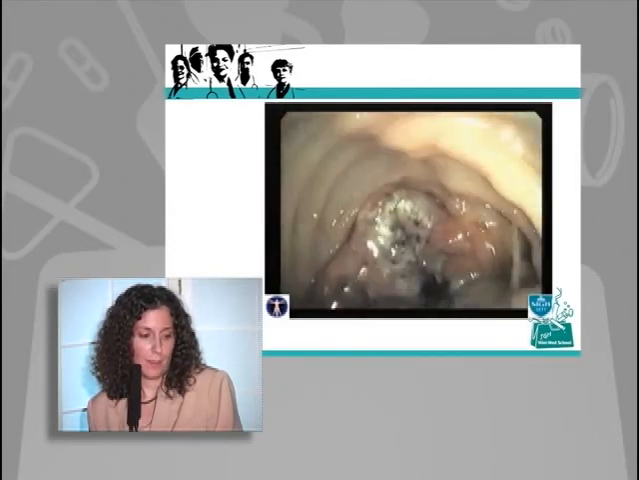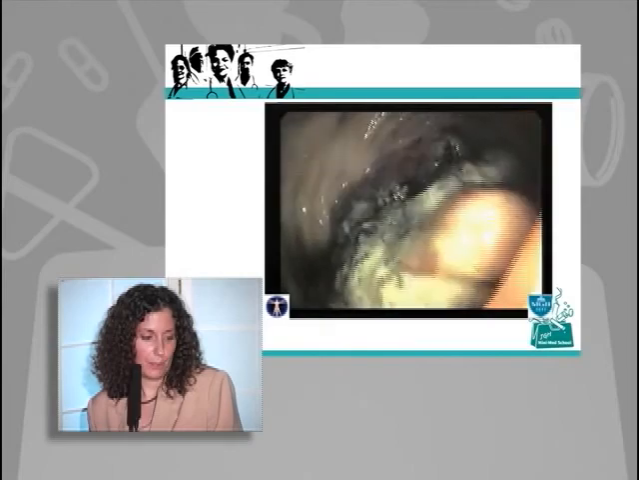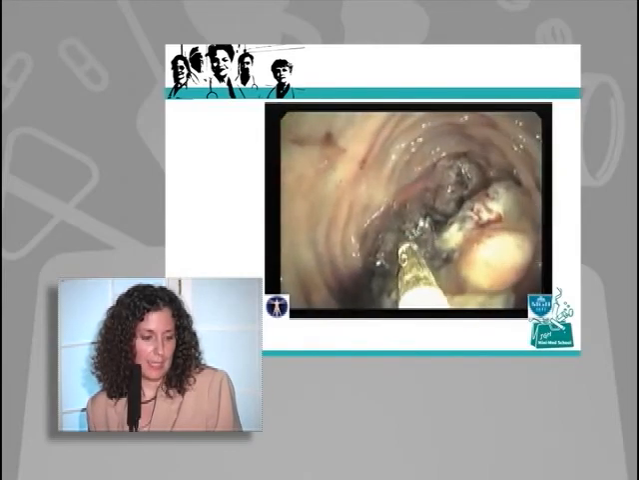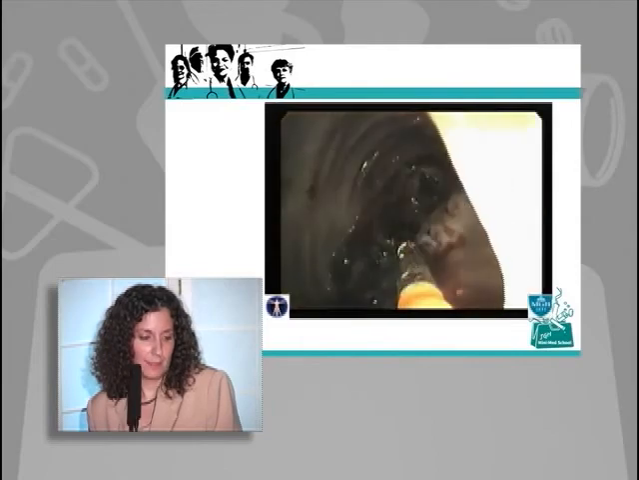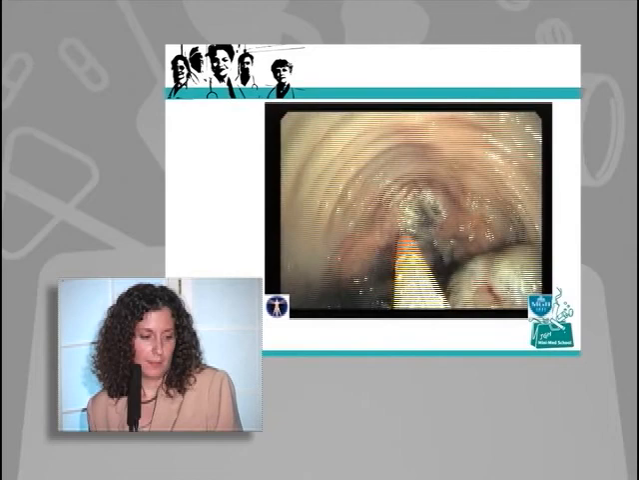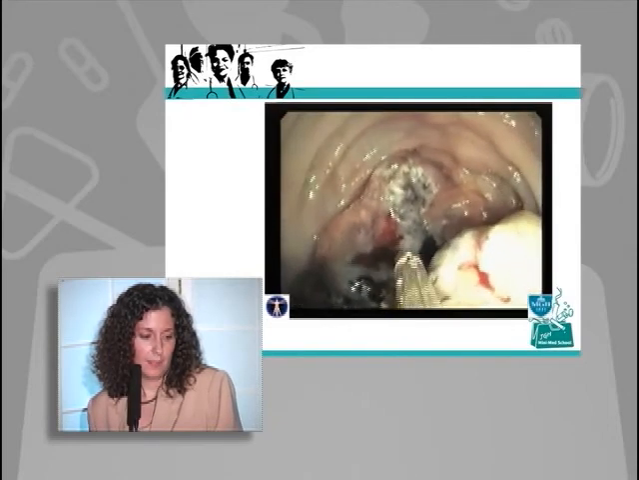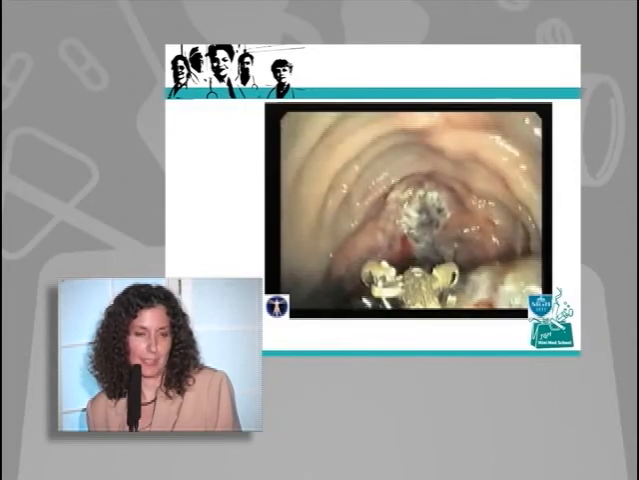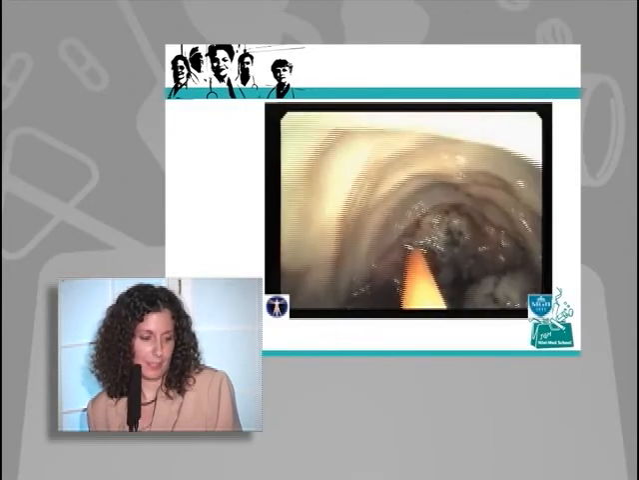It's a very friable tumor. You'll see when the biopsy forceps goes to touch it. It's a very hard tumor, and it bleeds very easily. And essentially, that's the biopsy forceps that we're going to use to biopsy this tumor to get a pathologic reading on the specimen.